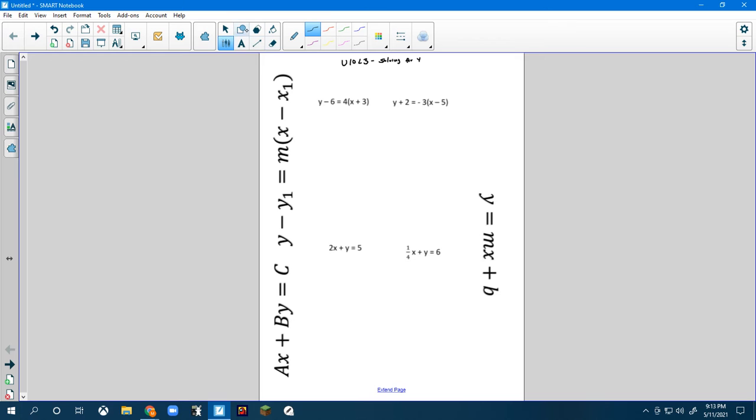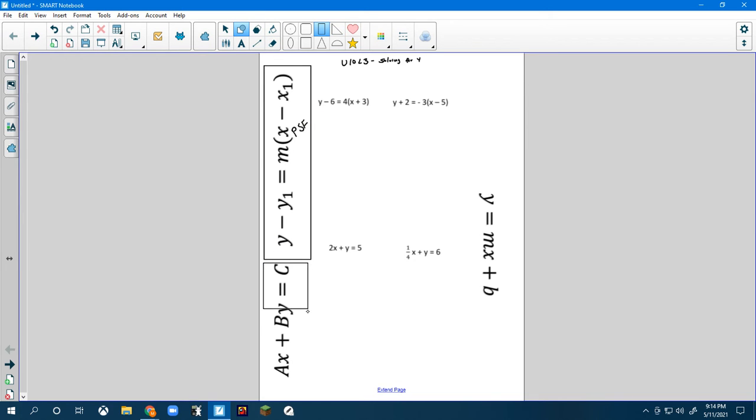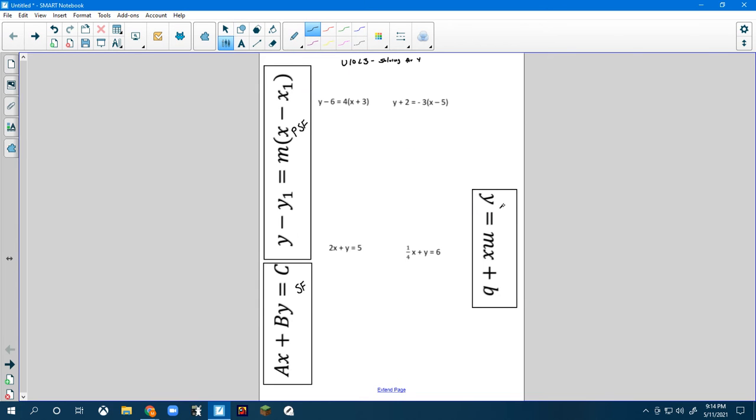Notice our first ones here, put a little box around here. Our first one here, this is point-slope form. Just write a little PSF, point-slope form. And our other section is what we call standard form. Let's write SF underneath that one. And off to the right, we have what we've been working on since like Unit 1. Again, that is slope-intercept form.